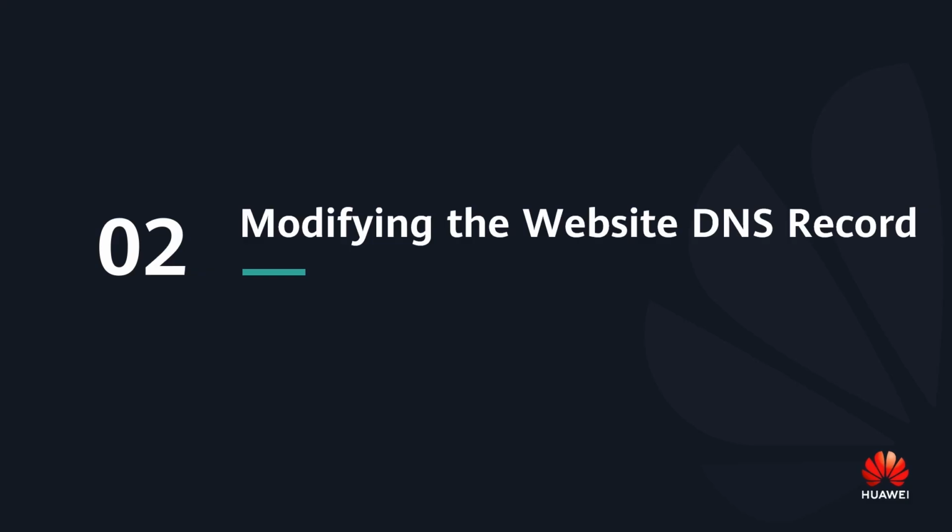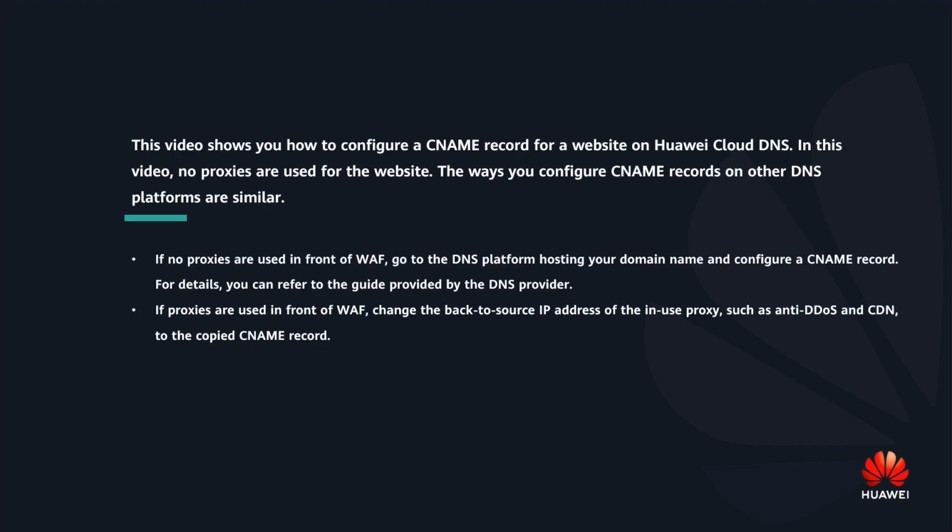Step 2. Modifying the website DNS record. If no proxies are used in front of WAF, go to the DNS platform hosting your domain name and configure a CNAME record. For details, you can refer to the guide provided by the DNS provider. If proxies are used in front of WAF, change the back to source IP address of the in-use proxy, such as anti-DDoS and CDN, to the copied CNAME record.